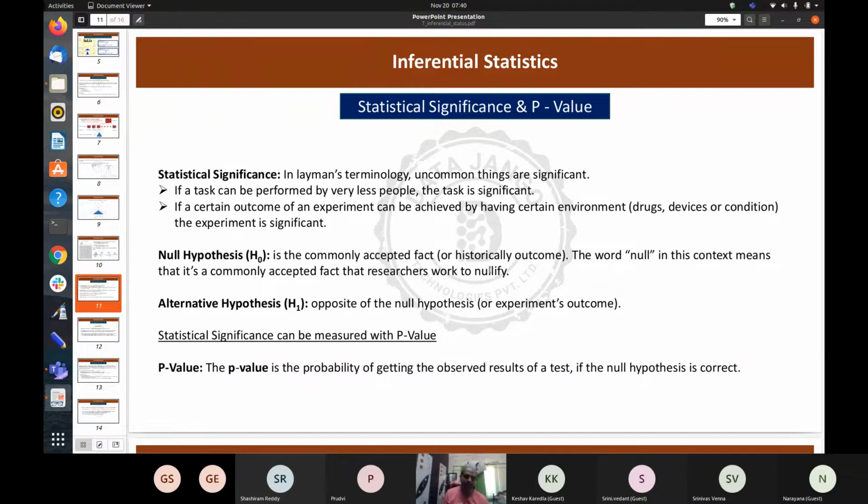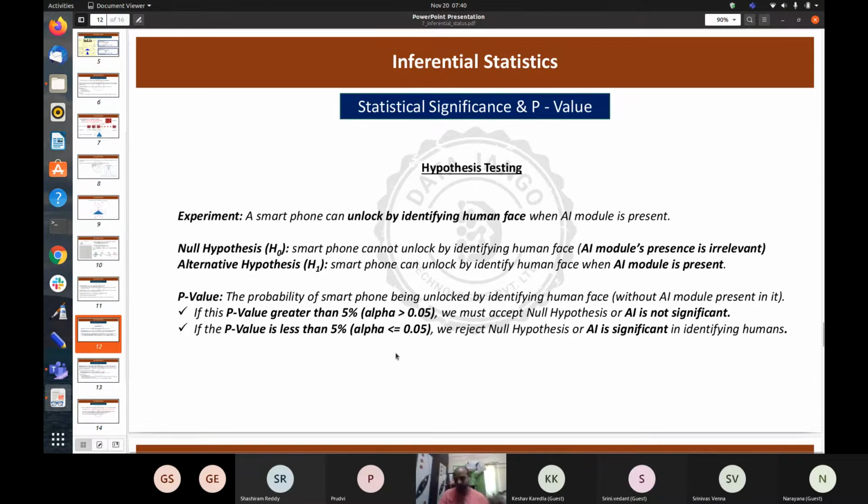Alpha we call it as the, I forgot the name here. We call it alpha. P-value and alpha: the p-value is the probability calculated for the experiment. Alpha is the threshold that we look at. For different experiments, this number is going to be different. But in general, statisticians take 0.05.